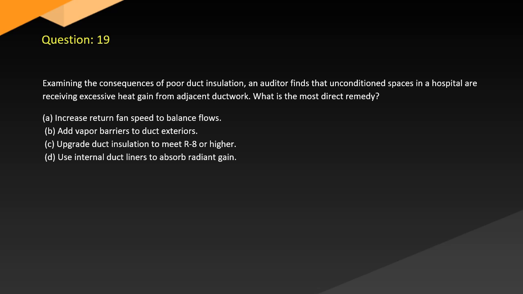Question 19. Examining the consequences of poor duct insulation, an auditor finds that unconditioned spaces in a hospital are receiving excessive heat gain from adjacent ductwork. What is the most direct remedy? A. Increase return fan speed to balance flows. B. Add vapor barriers to duct exteriors. C. Upgrade duct insulation to meet R8 or higher. D. Use internal duct liners to absorb radiant gain.